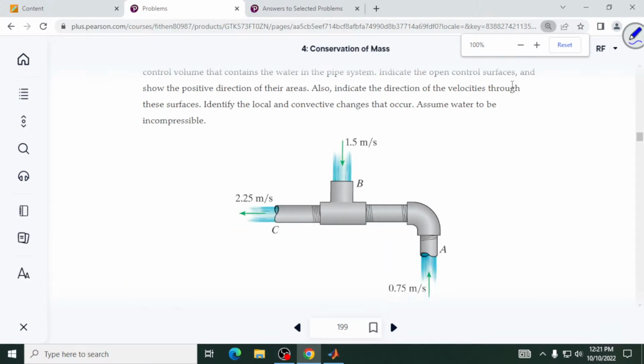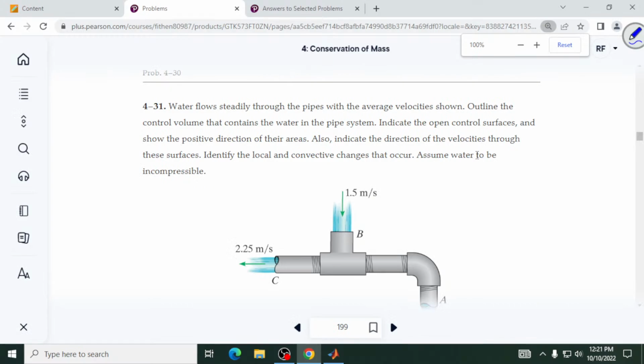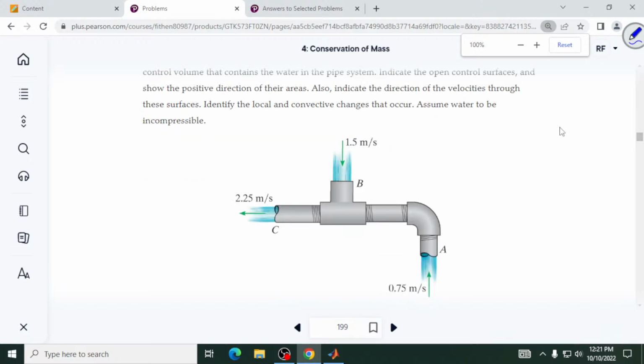One more. Okay, water flows through the pipe with the average velocity shown, outlined in the control volume that contains the water in the pipe. Indicate the open control surfaces and show the positive directions of their areas. Oh, okay. Also indicate the directions of the velocities through these surfaces. So that's easy enough.